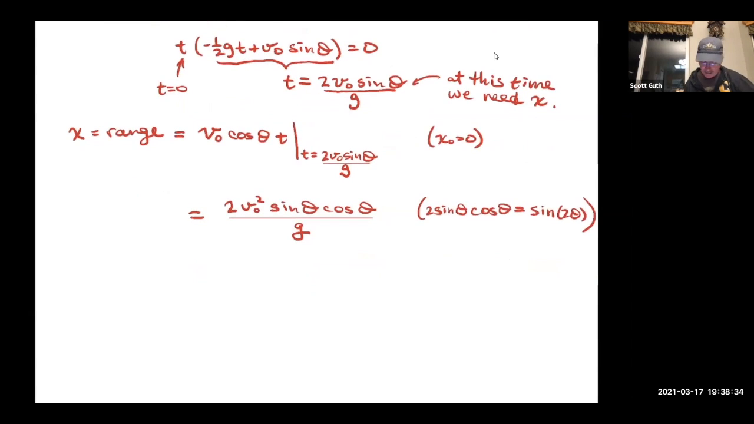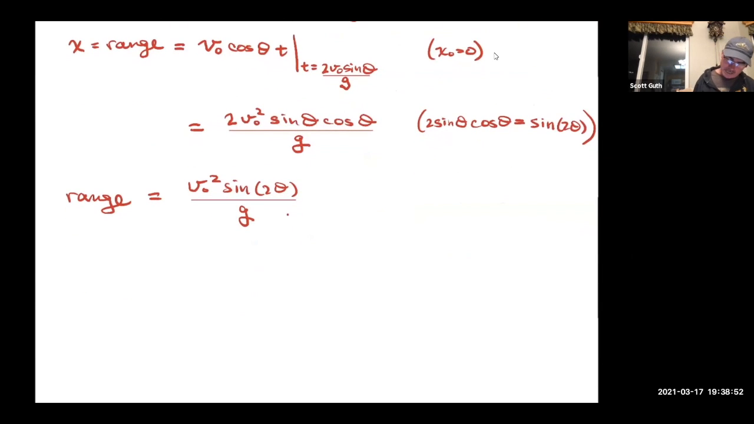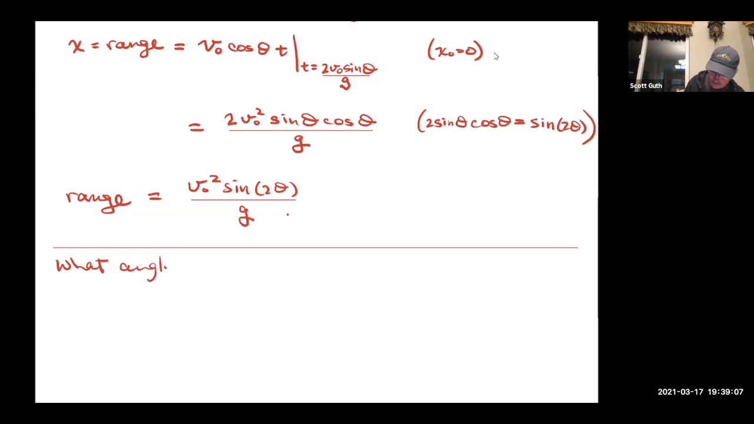So let's just put that in and we'll call it the range, which would be script R equals v naught squared sine 2 theta over g. And then they can ask all kinds of questions like what angle maximizes the range? So let's do a couple of questions about this before we go on. What angle theta gives maximum range?